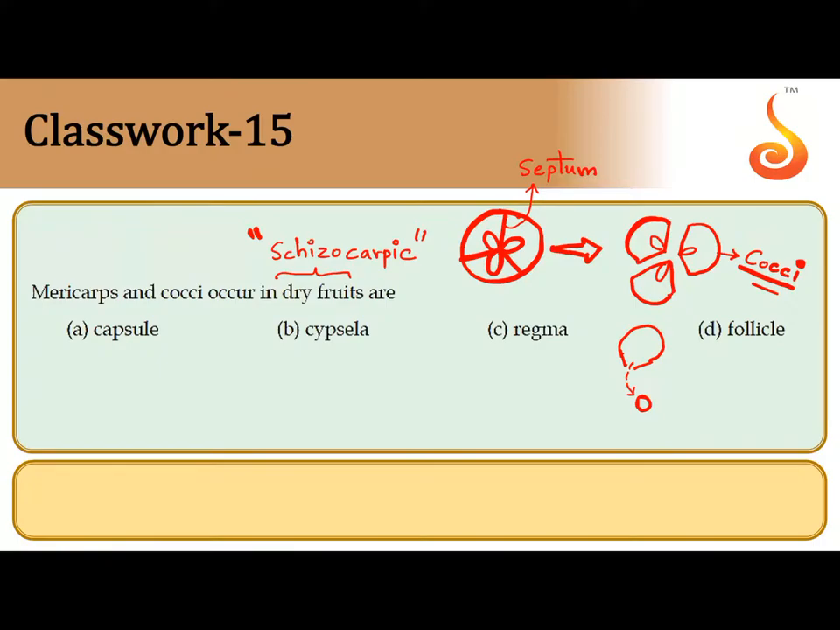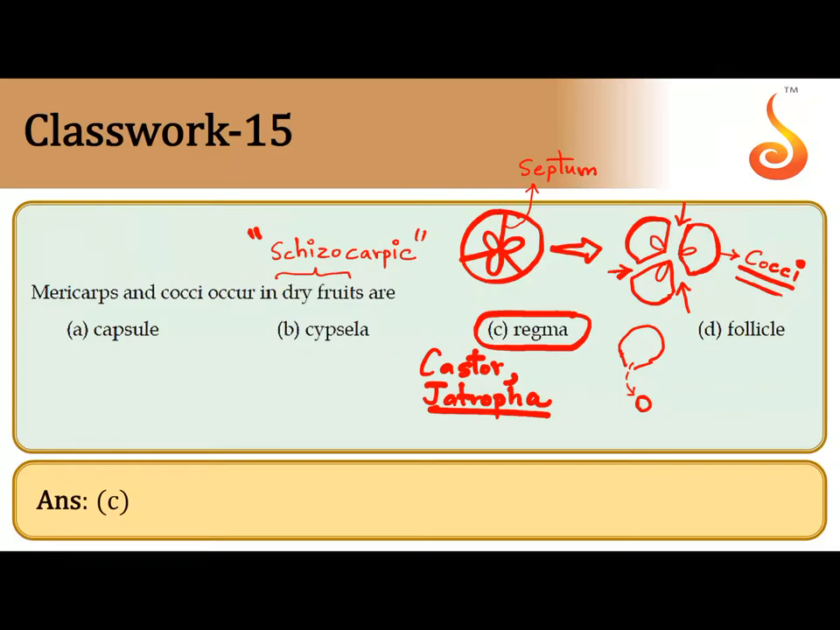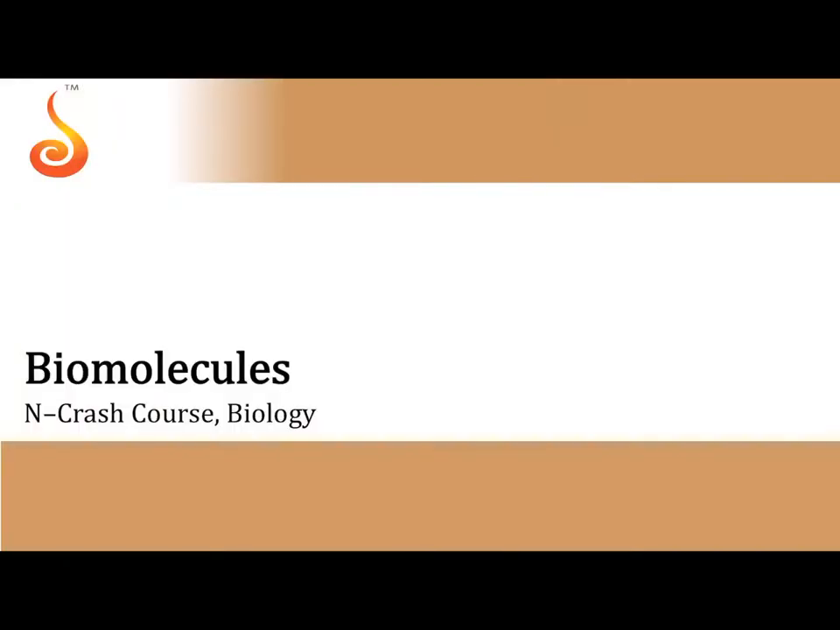This kind of fruit where the fruit breaks along the septa, see, the fruit has splitting, that's why it's called schizocarpic. It splits along the septa, and each unit of this dry schizocarpic fruit is called a cocci or a mericarp, and this is seen in the case of regma. Examples for regma are castor and jatropha. Castor is Ricinus communis, so the answer is regma.